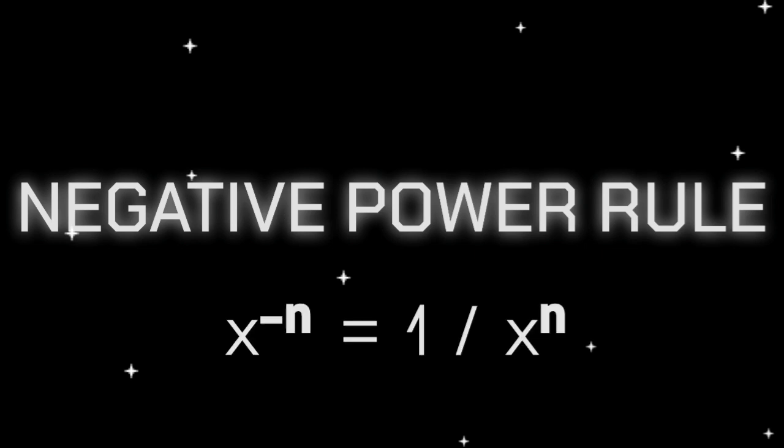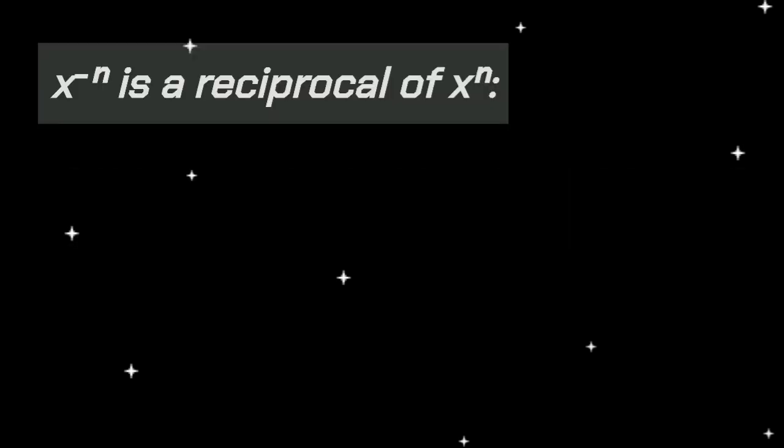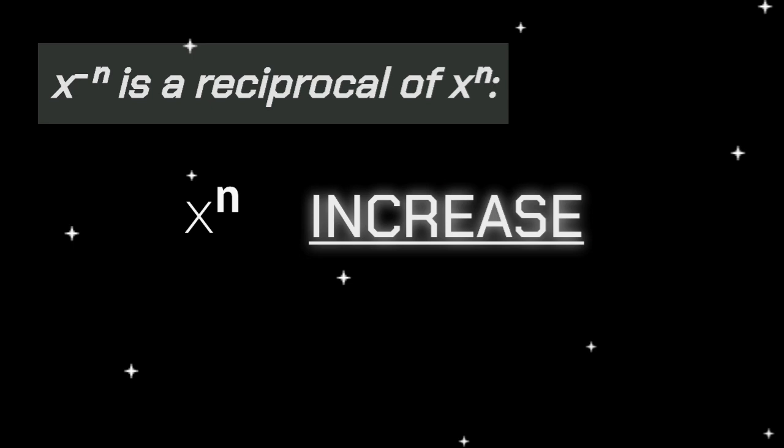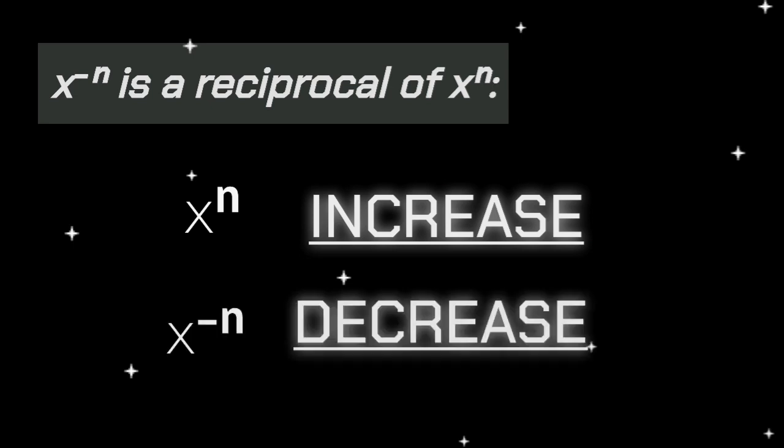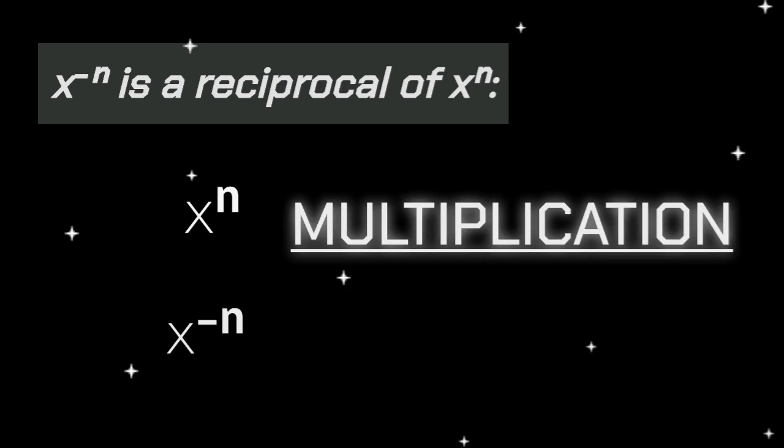And that's why in this video, we will tackle the negative power rule, where it states that x raised to power of negative n equals 1 over x raised to power of n. How though? To elaborate, x raised to power of negative n is a reciprocal of x raised to power of n. Whereas x raised to power of positive n means to increase, and x raised to power of negative n means decrease. In other terms, x raised to power of positive n means multiplication, and x raised to power of negative n is division.